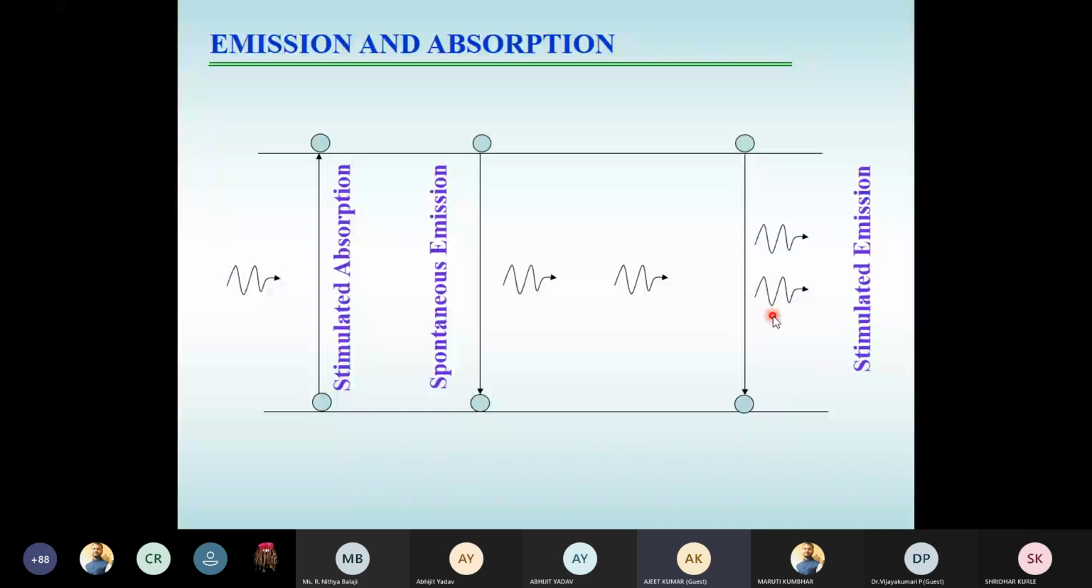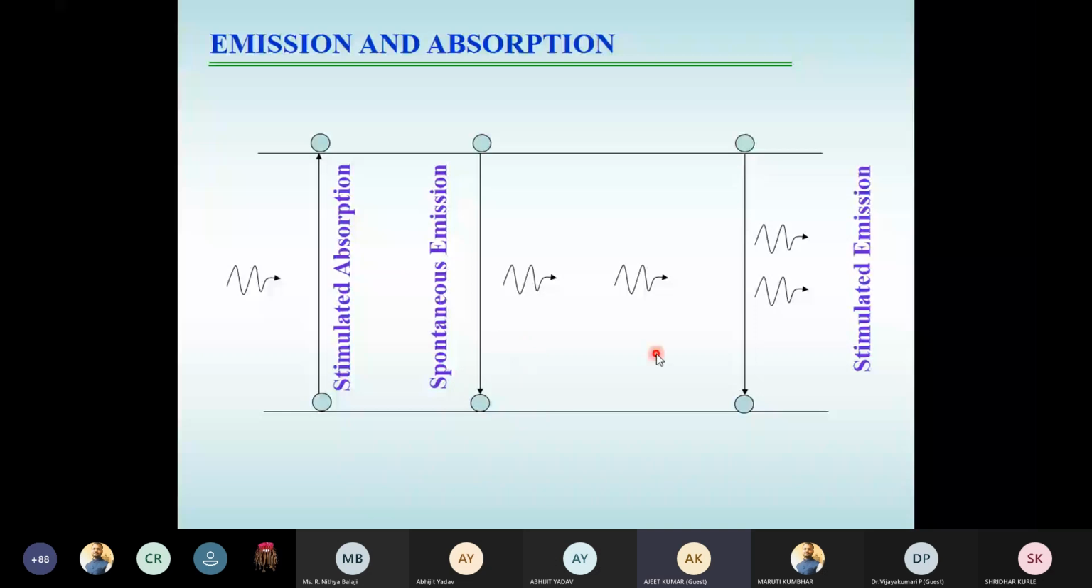But at the same time, I would like to mention specifically that spontaneous emission is very essential, because this emitted photon is going to trigger and start your laser action. So if you don't have any spontaneously emitted photon, you cannot have the laser action.